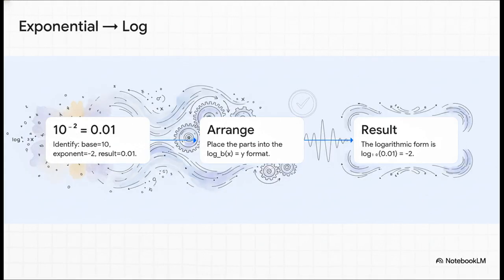Now let's try going the other way. We've got 10 to the power of negative 2 equals 0.01. It is the exact same process. Our base is 10, our exponent is negative 2, and our result is 0.01. We just slot those pieces into our log format, and what we get is log base 10 of 0.01 equals negative 2. It's a perfect two-way street.